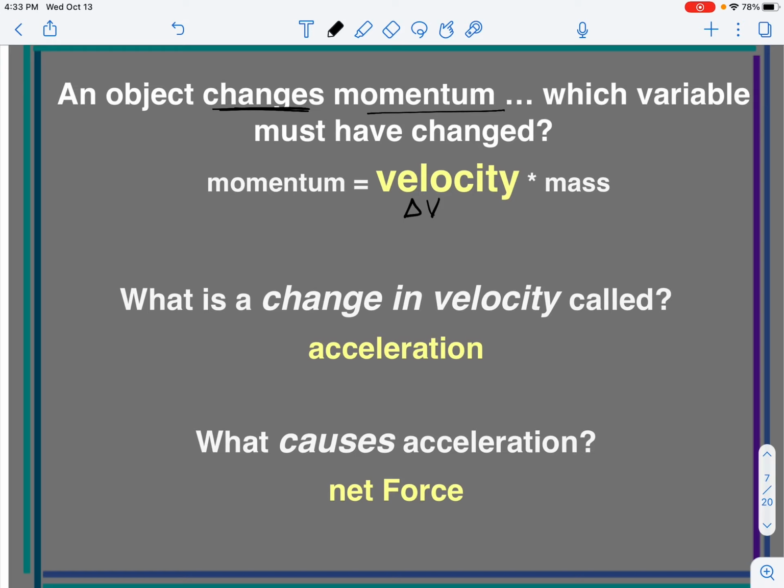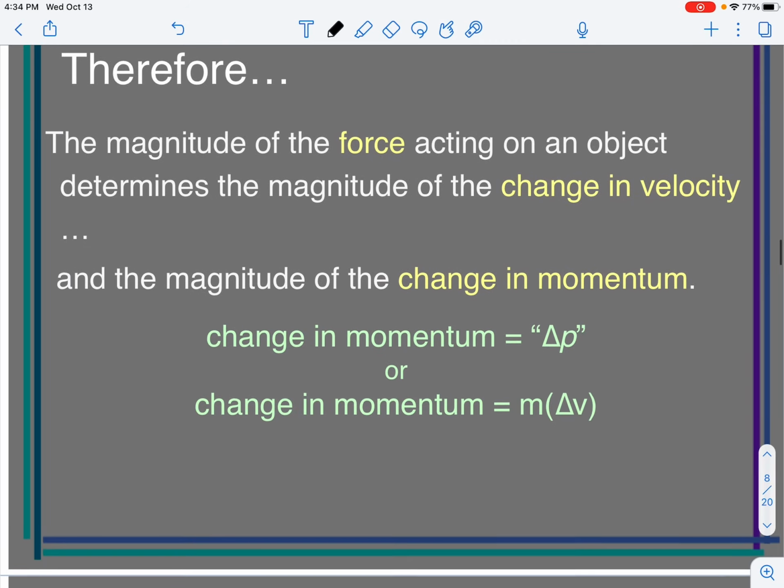So a change in velocity over time, remember, is referred to as the vocabulary word acceleration. So acceleration is change in velocity over time. And so we have learned before that net force causes acceleration. So F equals ma is the relationship to allow me to comprehend how that force is actually going to affect the motion of my object, which will ultimately be responsible for the change in momentum that it experiences.